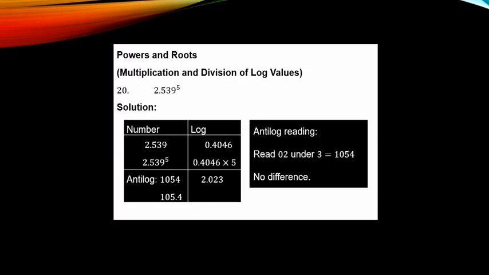The next set of operations, we have powers and roots. So anytime we are dealing with powers, it means multiplication of log values. And when we are dealing with roots, it implies division of log values. So example 20, find the logarithm of 2.539 power 5. So we have the table for the solution, the number column.